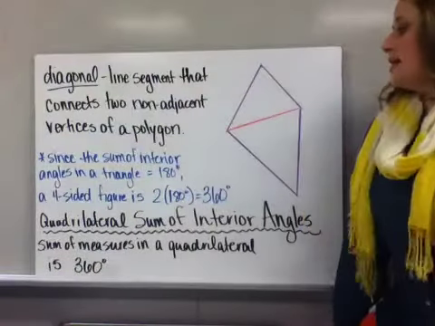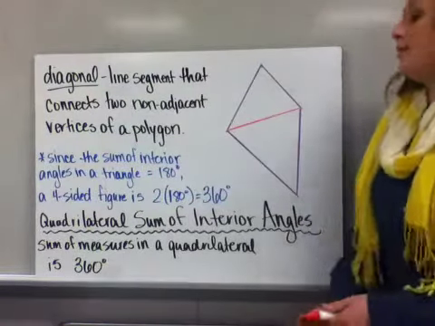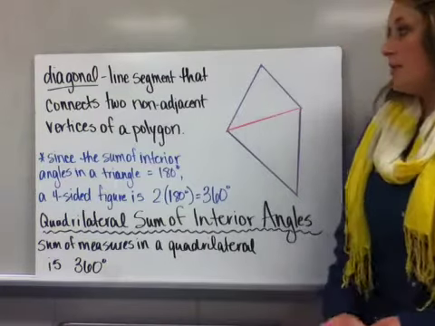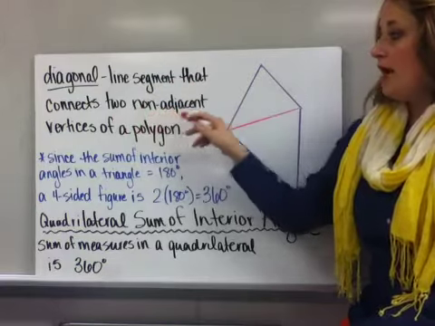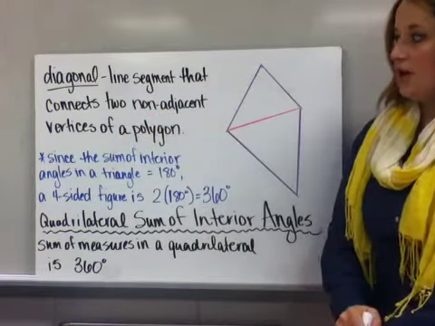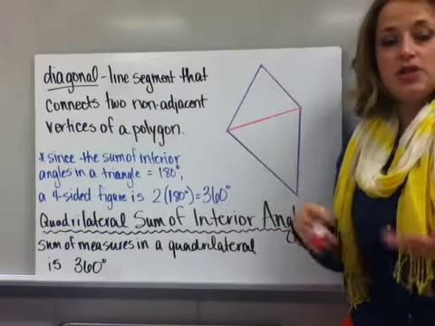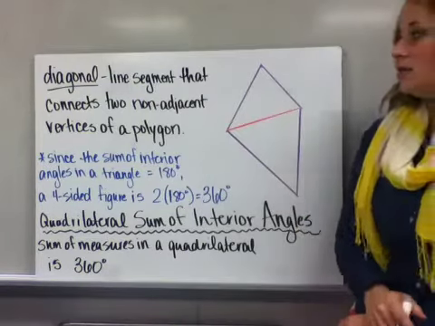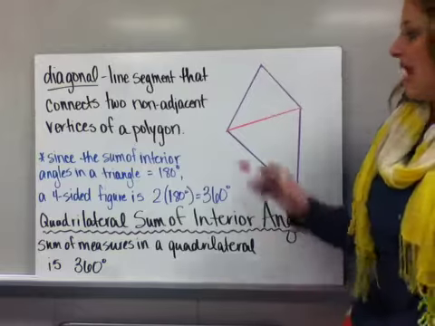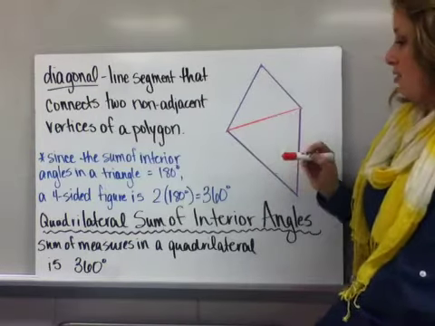A diagonal is a way that we find the sum of interior angles of other polygons. It is the line segment that connects two non-adjacent vertices of a polygon. From a previous lesson, we know adjacent means side by side. So the purple outline is the quadrilateral that I had drawn, and the red is the diagonal that goes across.